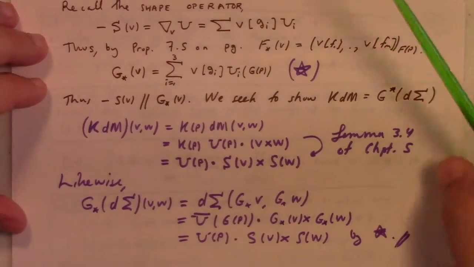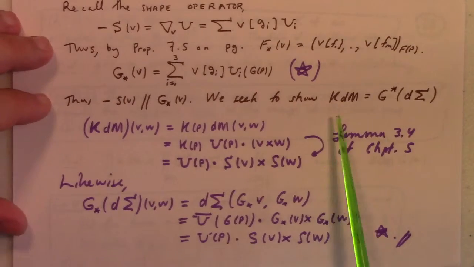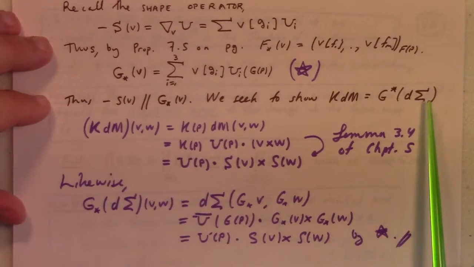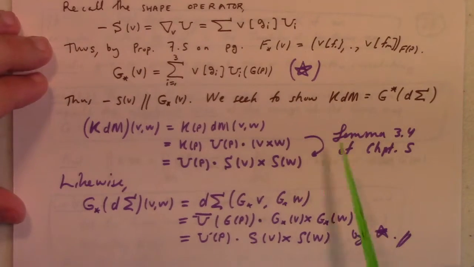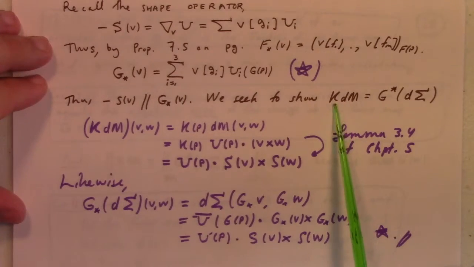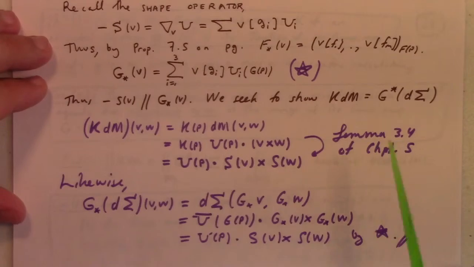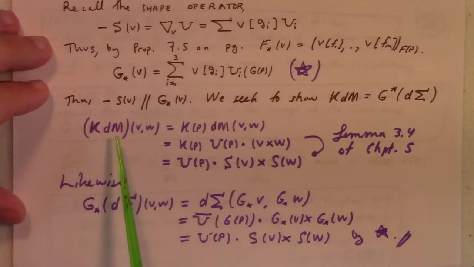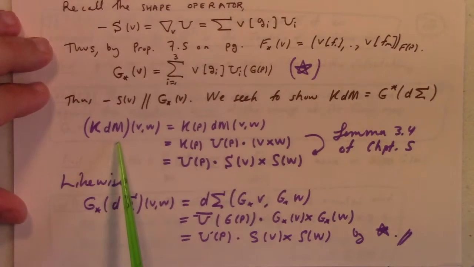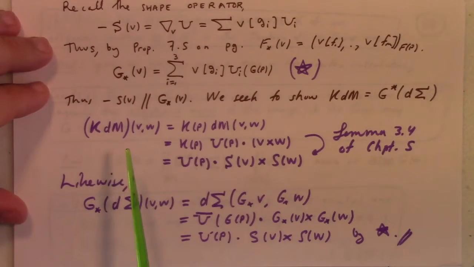So here's the proof of that assertion. We seek to show that the pullback of the area form dσ on the sphere is the K dM form on M, K being the Gaussian curvature. It uses a lot of pretty powerful lemmas and identities that we've derived over the course of this course. A lot going on here.